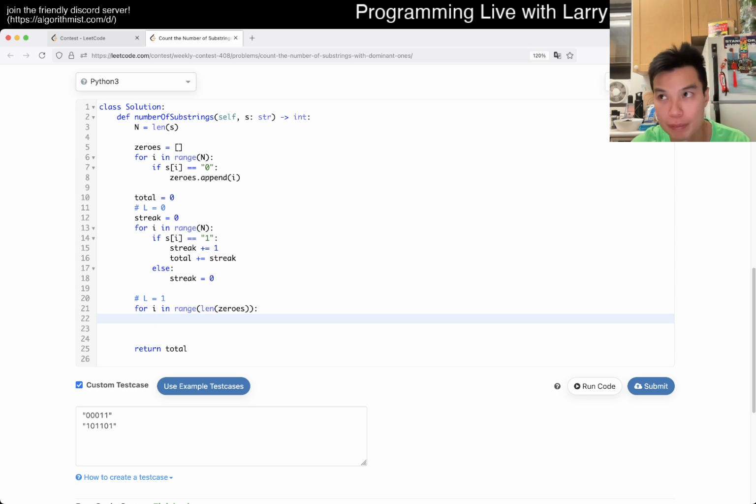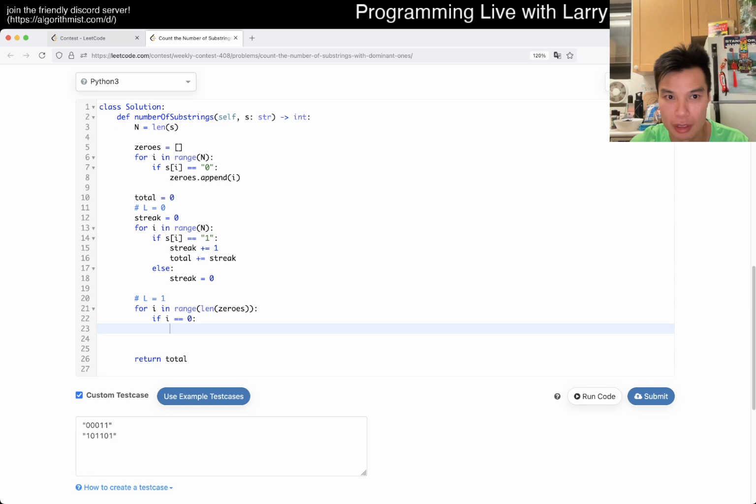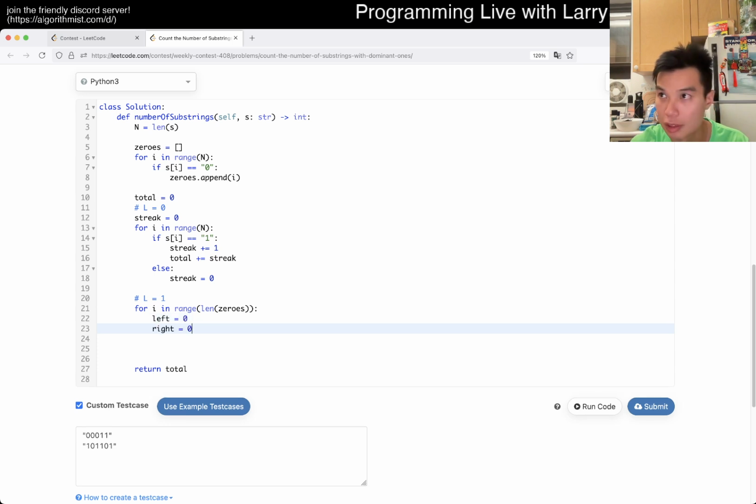Okay. If I is equal to 1, then it's just, yeah. If I is 0, then it is just the number of 1s on the left. Okay. Yeah. Right. Okay. Left is equal to 0. Right is equal to 0. Degree of freedom. Okay, fine. Alright, so degree of freedom to the left, to the right.